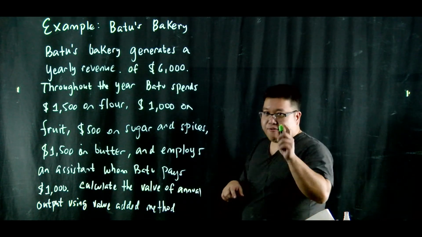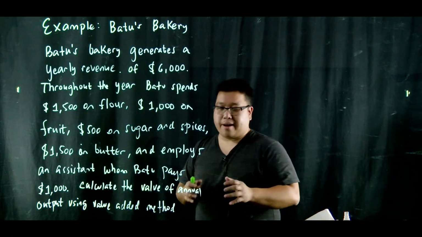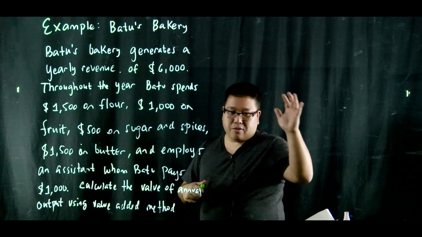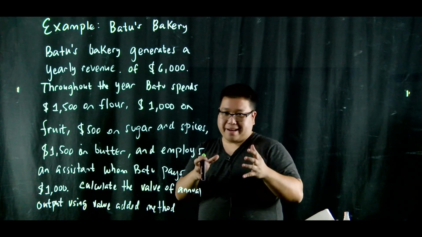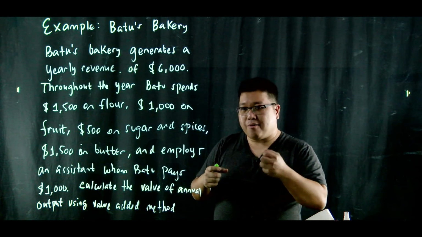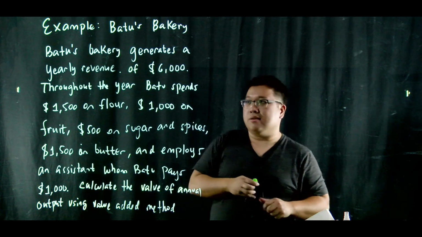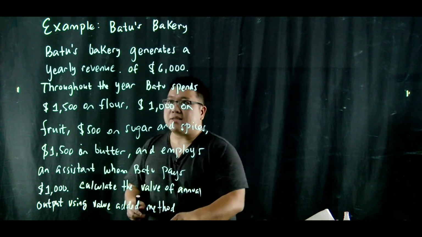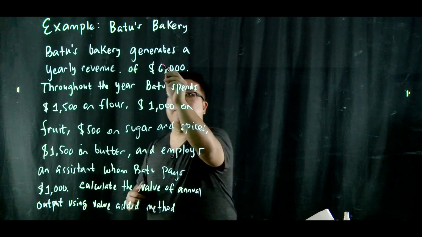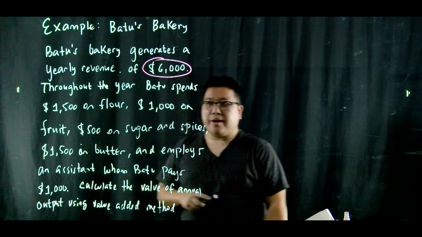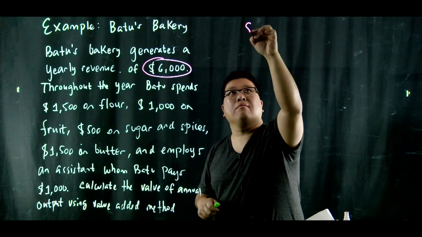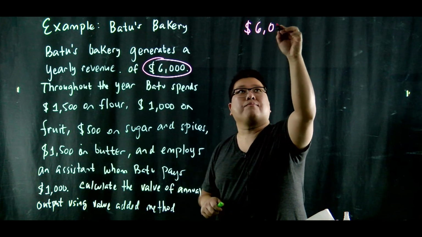So remember the definition earlier of value added. It's the difference between the value of goods and services produced by that firm, which in this case is yearly revenue, minus the value of intermediate goods. So let's do that. Let's start with the yearly revenue. Here we have 6,000. So we're going to subtract from 6,000.